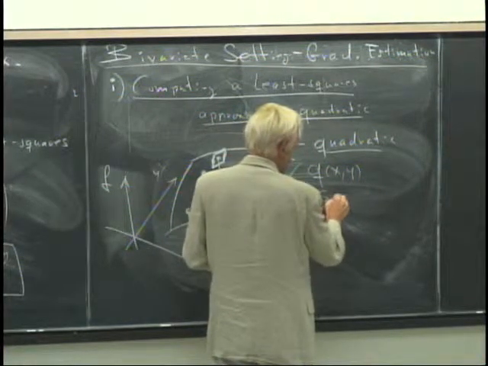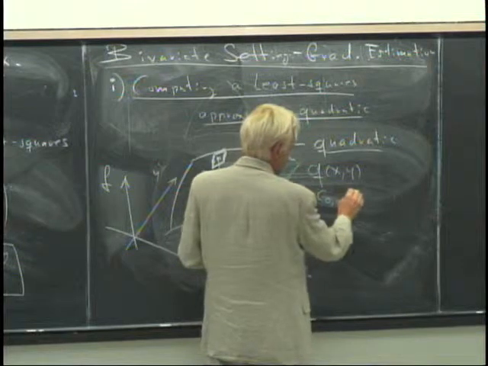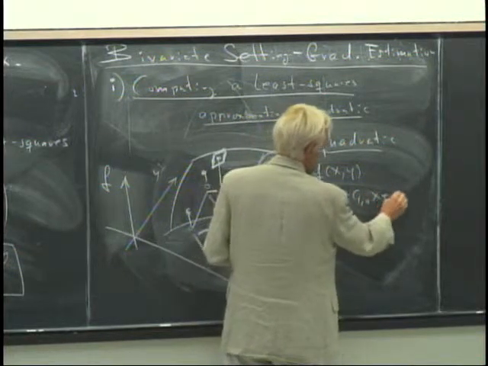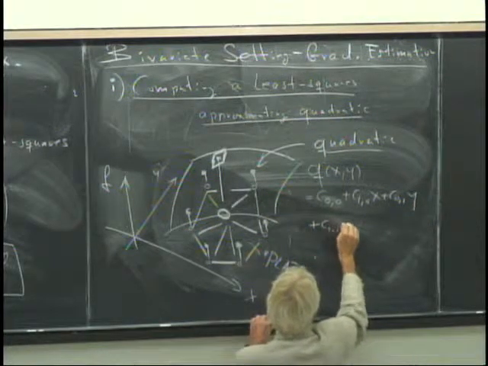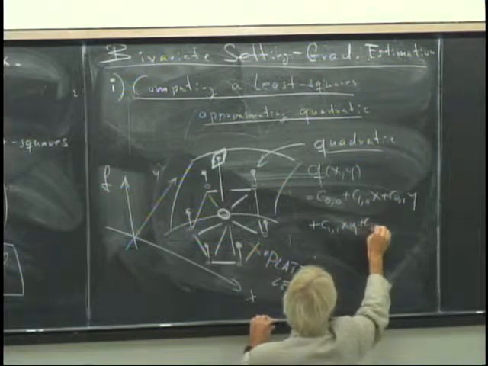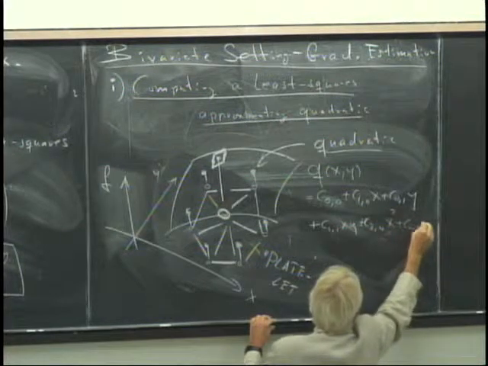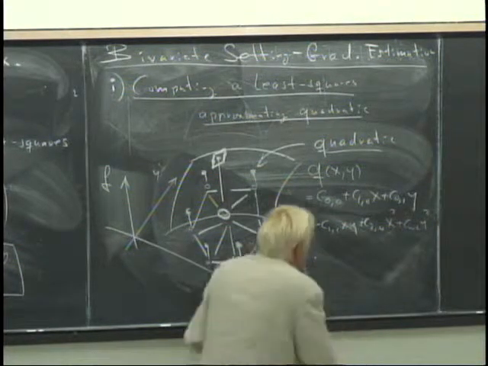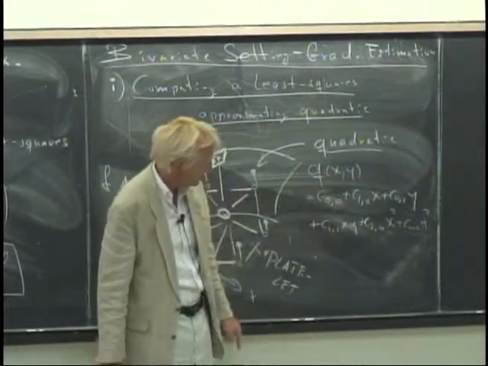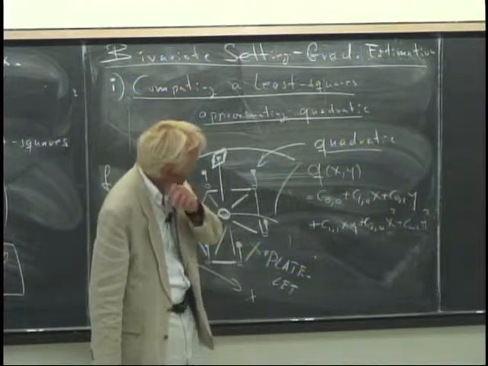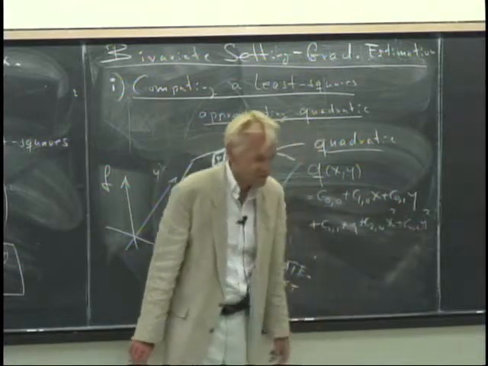I should say it's c0,0 plus c1,0 x plus c0,1 y plus c1,1 xy plus c2,0 x squared. I think you see how the powers go and the indices go. Plus c0,2 y squared. So I have 6 coefficients for this quadratic polynomial. The monomials are the constant, x, y, the mixed xy, and then the x squared and the y squared terms.